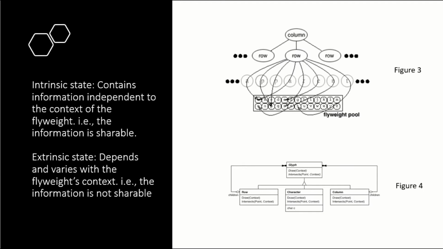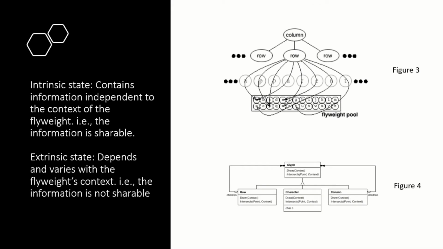So, for example, over here, when the row and the character objects are instantiated multiple times, the letter A, the letter P, etc. would be the intrinsic state because that can be shared amongst all the instantiations of that particular character object. Whereas the location, or the placement, or the coordinate of that particular instantiation is unique to itself and cannot be shared with other instantiations, making the location or coordinates an extrinsic state for that object.